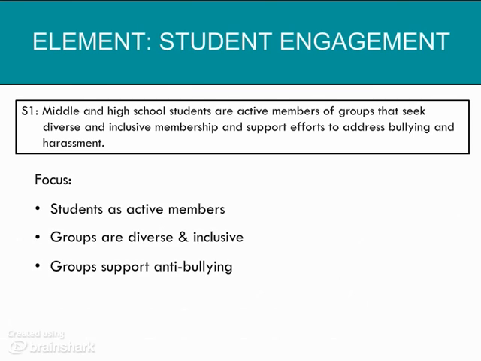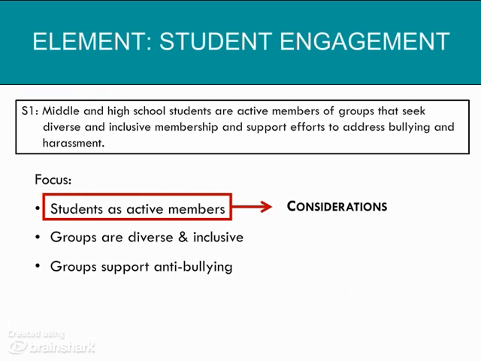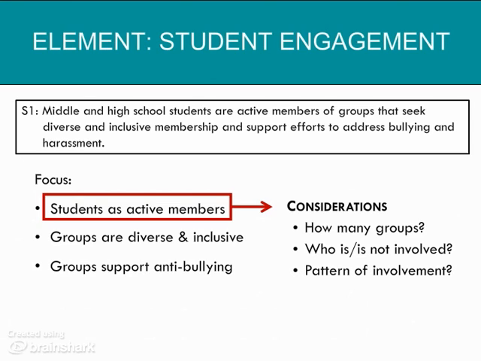Keep in mind that the ultimate goal here is to make sure as many students as possible are involved in at least one student group that engages them in an activity of interest. When considering students as active members, some questions a school might ask itself while working to fulfill this desired state might include: how many student groups do we have? What percentage of our student population is involved in one or more of these groups? Is there a common thread among the students who are not involved in any of these groups? What actions should be considered based on what our data tells us about student engagement in our school?